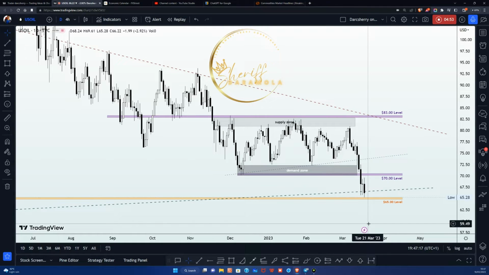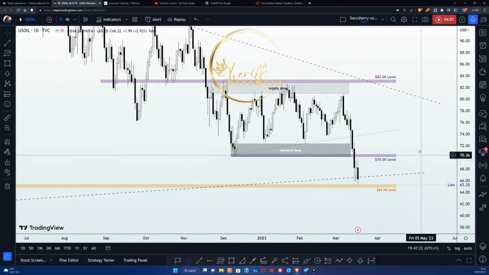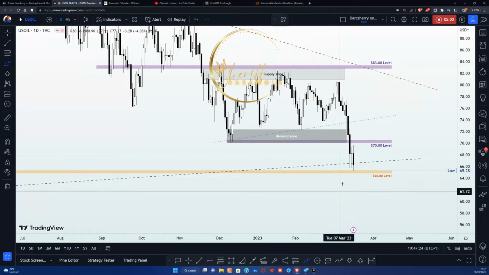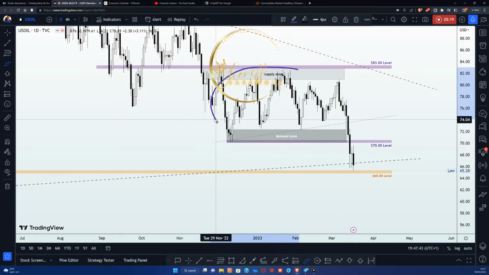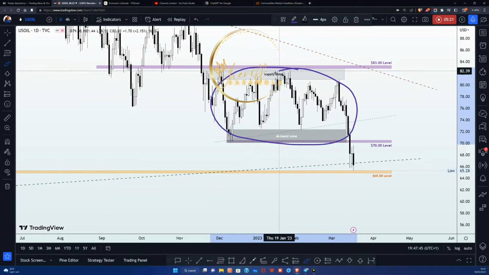So with the situation we have right here on the daily time frame, it is quite obvious that since price tested the $65 level during the course of last week, we saw how that level has been gathering some buying momentum around that area. However, if we take into consideration the structure here, as you saw before the breakdown of that demand zone, price was initially caught within a channel between the $83 area and the $70 area.